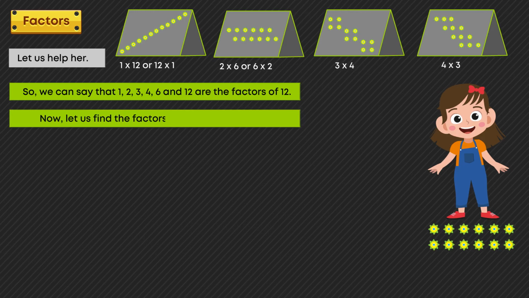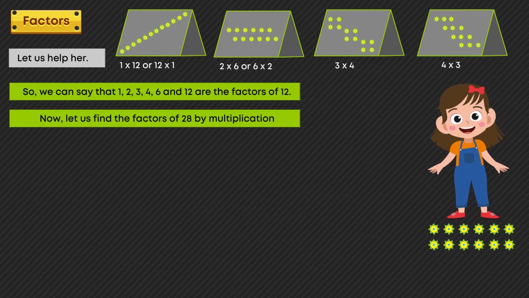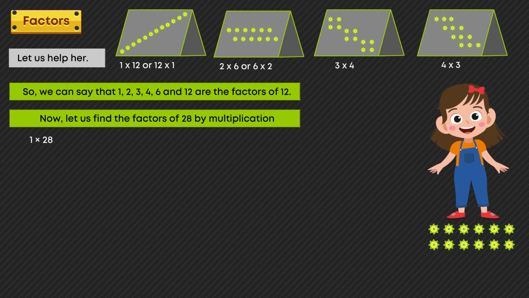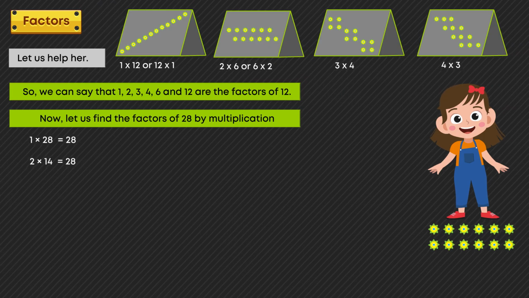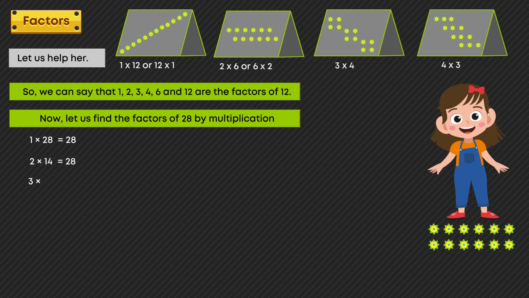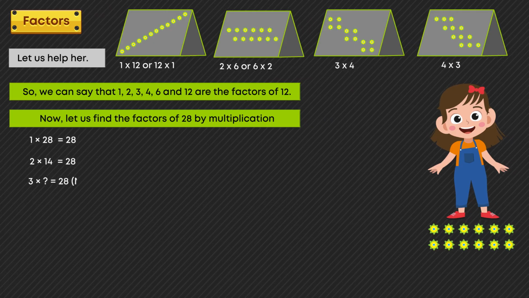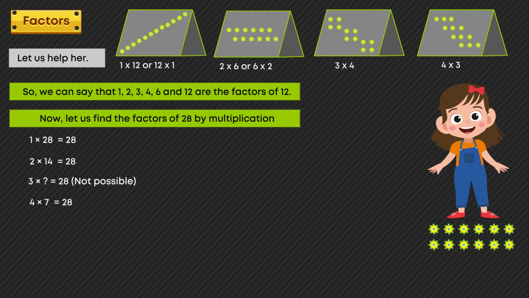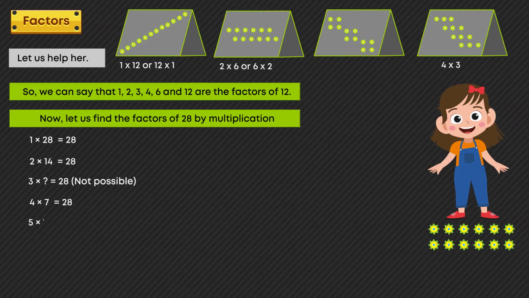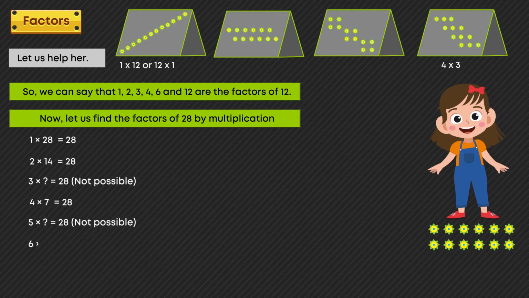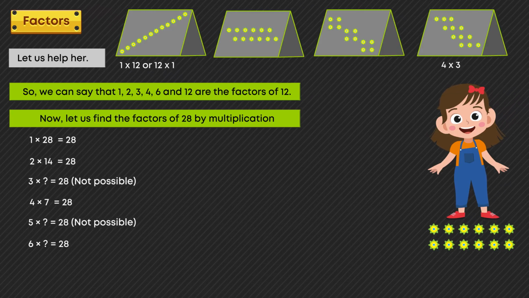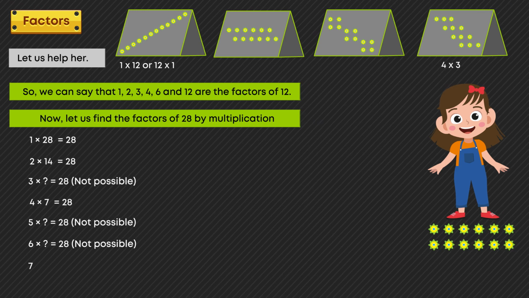Now, let us find the factors of 28 by multiplication. 1 into 28 is equal to 28. 2 into 14 is equal to 28. 3 into blank is equal to 28, not possible. 4 into 7 is equal to 28. 5 into blank is equal to 28, not possible. 6 into blank is equal to 28, not possible. 7 into 4 is equal to 28, repeated factors.